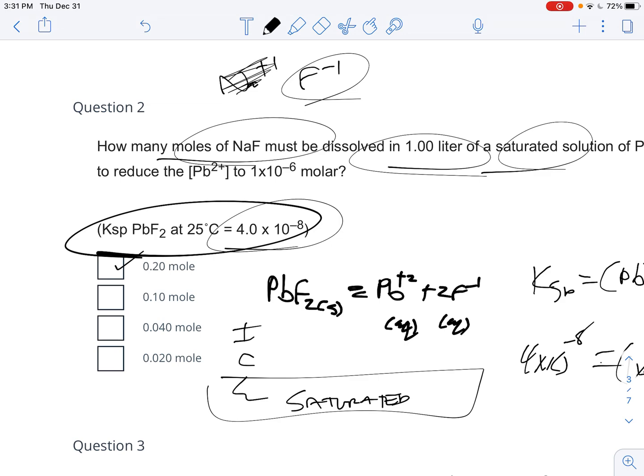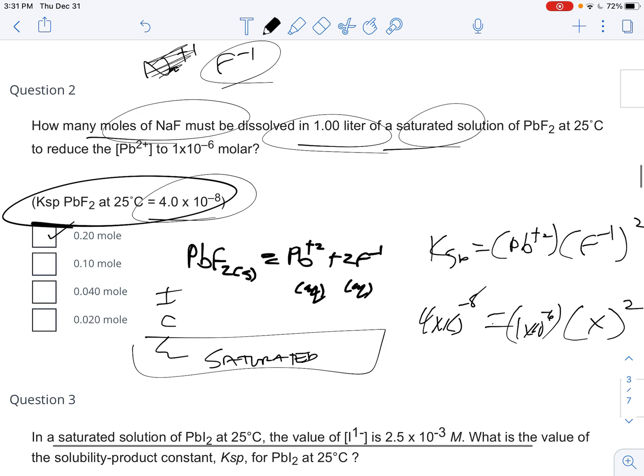Because it's a liter, right? If it had been some other number, then you would have to take the volume into account. But because this is a 1 liter situation, they're keeping it easy for you. It's just going to be 0.2 moles.